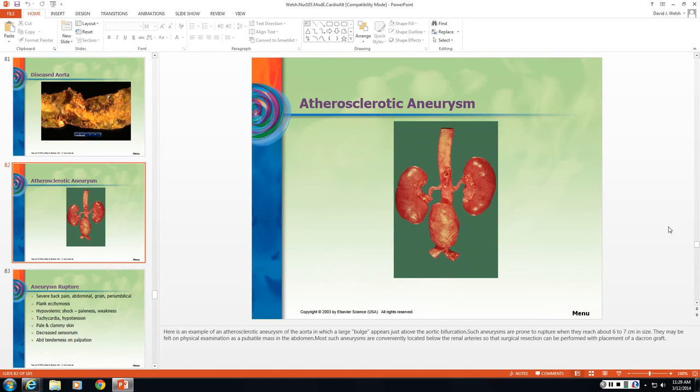So here's an example of an atherosclerotic aneurysm in the aorta, which is the large bulge that appears right above the aortic bifurcation. Now, these aneurysms are prone to rupture when they reach about 6 to 7 centimeters in size. They can be felt on physical examination as a pulsatile mass in the abdomen. Most of these aneurysms are conveniently located below the renal arteries, so surgical resection can be performed with placement of a graft.